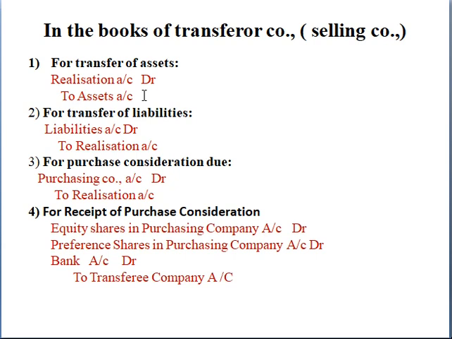So enter in debit. What will be received? Equity shares, preference shares, or else cash, right? Enter all these three in your debit. Your entry is equity shares in purchasing company account debit, preference shares in purchasing company account debit, bank account debit, to transferee company, credit the giver. The giver is the purchasing company, that is the transferee company.